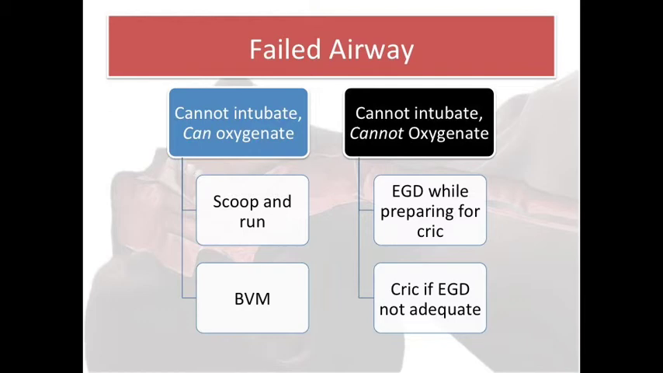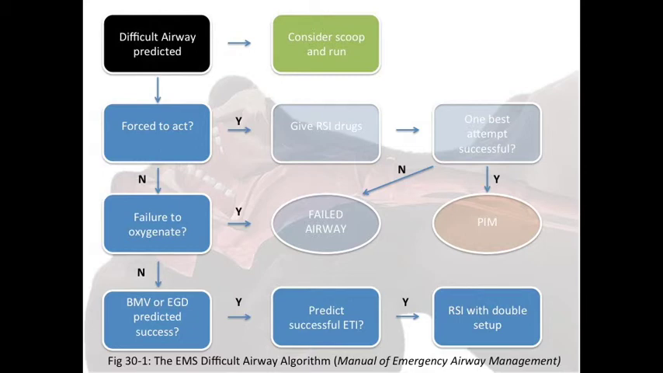This is where your initial evaluation of the difficult airway comes in handy. If you're able to determine up front that this person is going to be a difficult crike, you may move towards scoop and run and bag valve mask earlier on in your treatment. Now, if you move through your algorithm and you're not forced to act and all other factors are kind of ideal, you move toward RSI with a double setup.